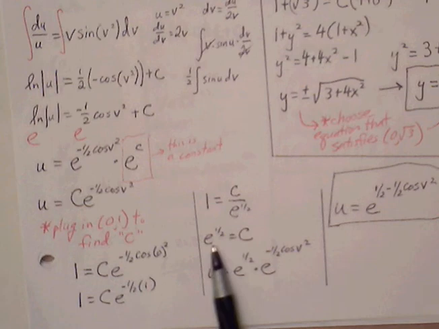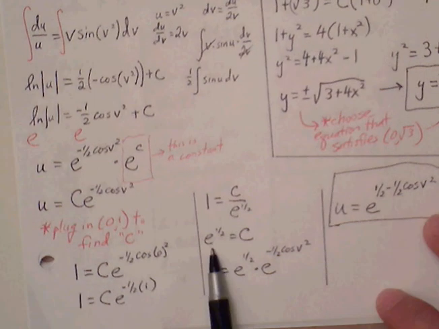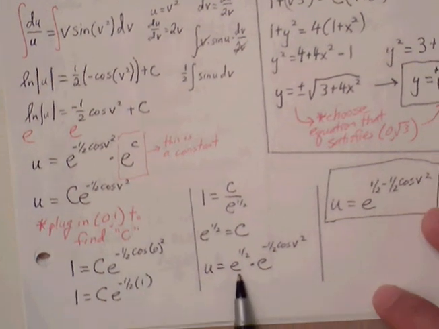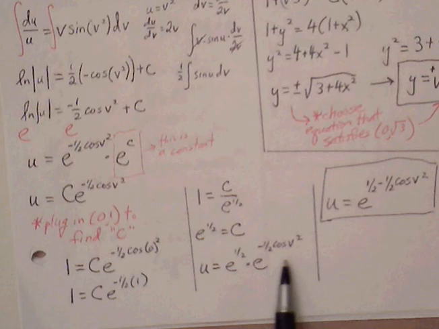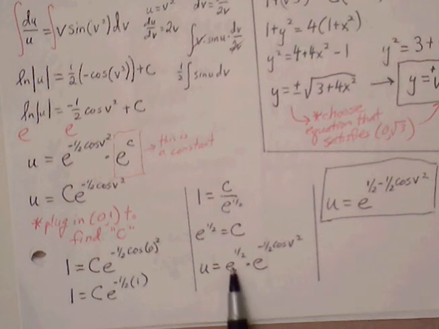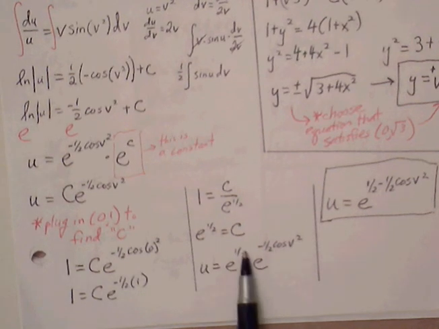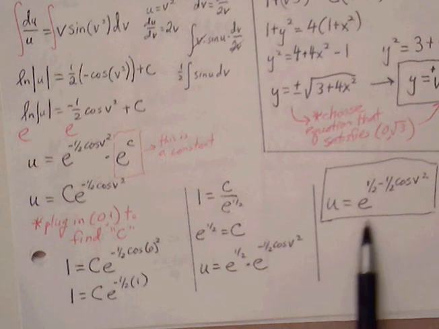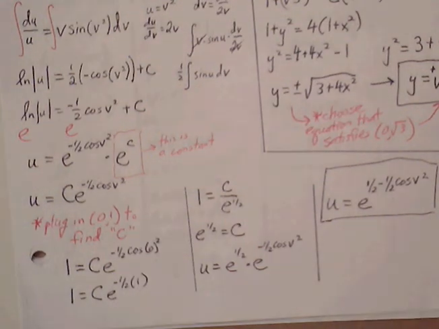We can cross multiply, solve for c. C is equal to e to the 1/2. So now we can plug e to the 1/2 in for c in our general solution, and we get u is equal to e to the 1/2 times e to the negative 1/2 cosine v squared. We can further simplify because this is the product of two like bases, so then we can just add the exponents together. So e to the 1/2 minus 1/2 cosine of v squared is equal to u.